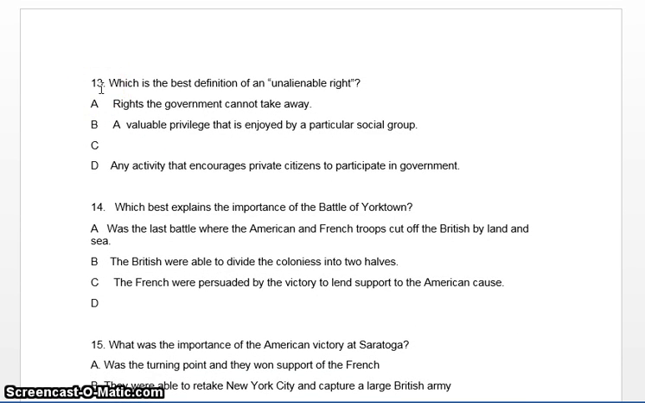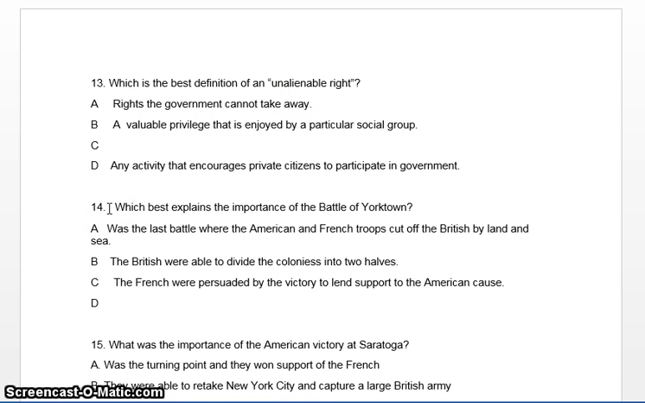13. Which is the best definition of an unalienable right? A. Rights the government cannot take away. B. A valuable privilege that is enjoyed by a particular social group. Or D. Any activity that encourages private citizens to participate in government. What is an unalienable right?